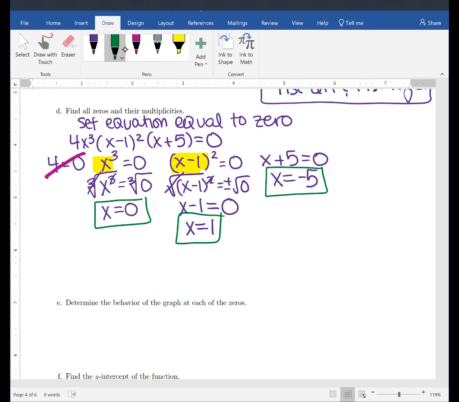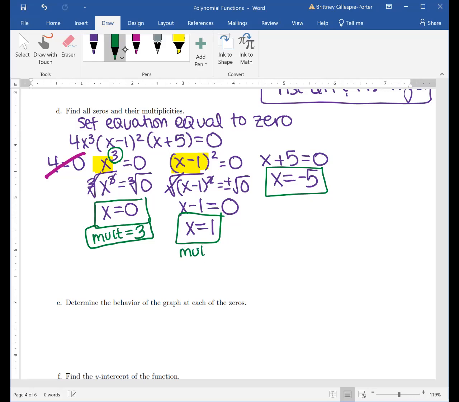From here, we can find their multiplicities. We found each of the zeros. Now we need to find their multiplicities. Multiplicity is how many times they show up. And remember, if it's in factored form polynomial, most of the times it's their exponent. So here, for x equals 0, he has a multiplicity of 3. His exponent was 3. For the x minus 1 quantity squared, where we got x equal to 1, he has a multiplicity of 2 because that was his exponent.